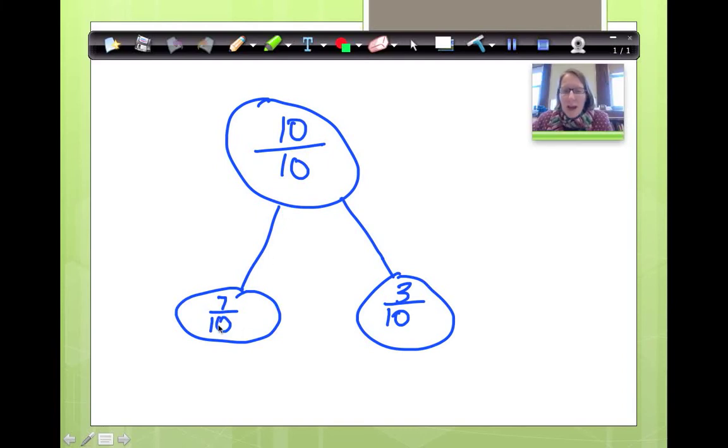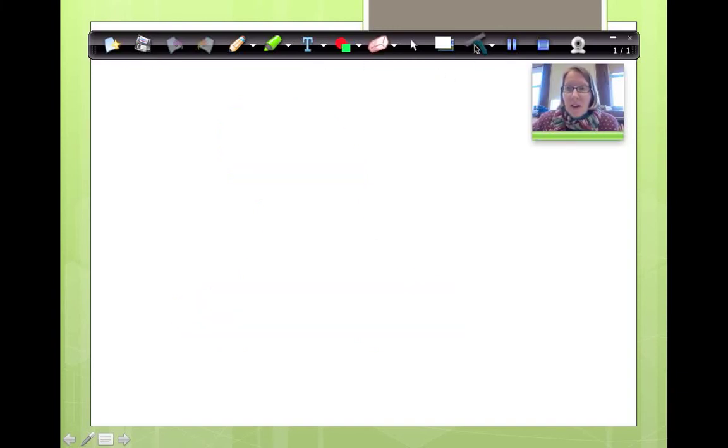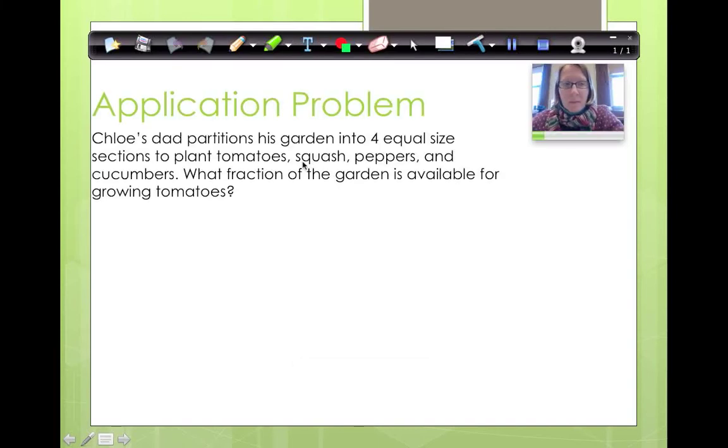Okay, we don't add the 10 plus the 10, do we? Because that just means that's how many parts that the bar is cut into. Okay? All right. Now, moving on to our lesson. Let's do our application problem.